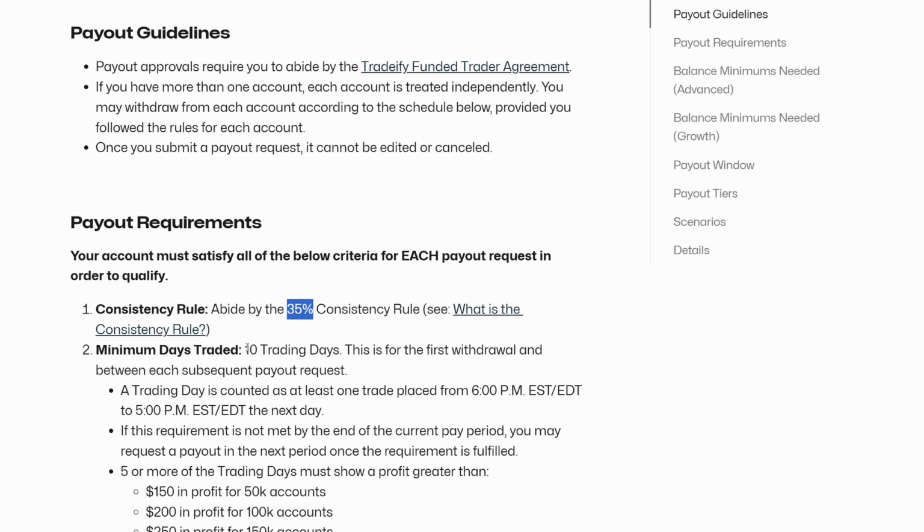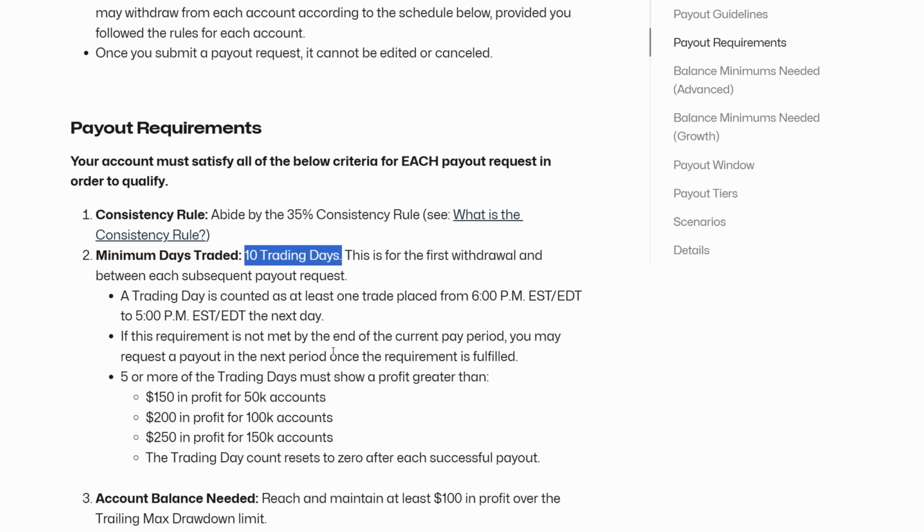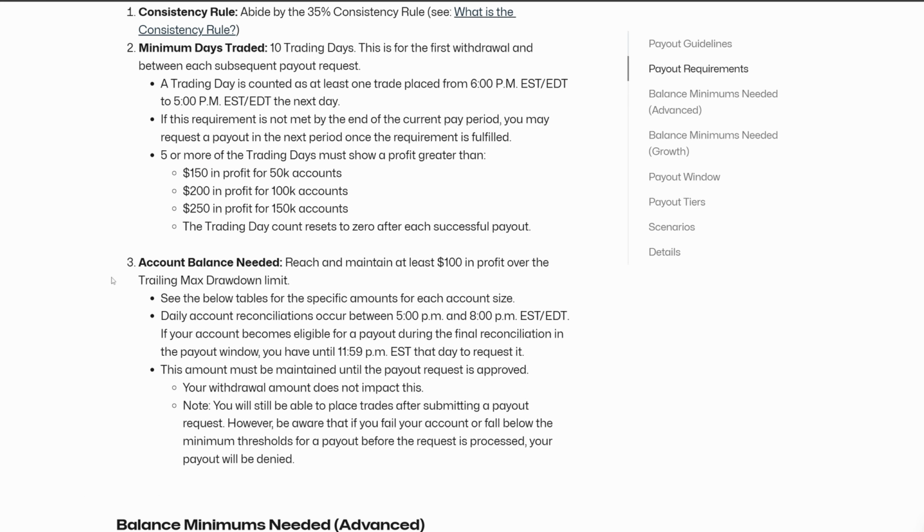Now you do have to trade a minimum of 10 days. That's not as good as Apex or even My Funded Futures. However, when we look at the criteria for being able to request a payout, one is going to be 10 days. The second, if we're dealing with a 50K account, we have to have 5 days where we make $150 or more. That would count as a trading day. Now, the third thing that is needed is account balance. It needs to be $100 over the trailing drawdown amount.